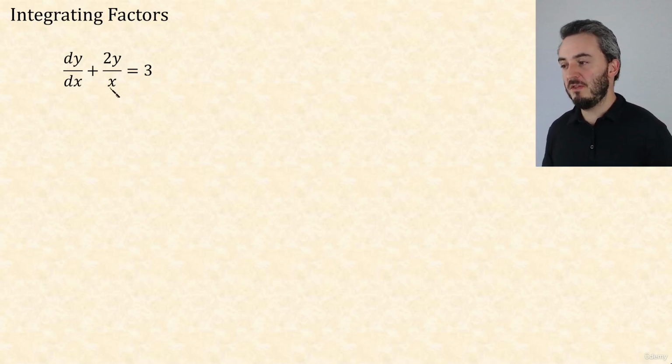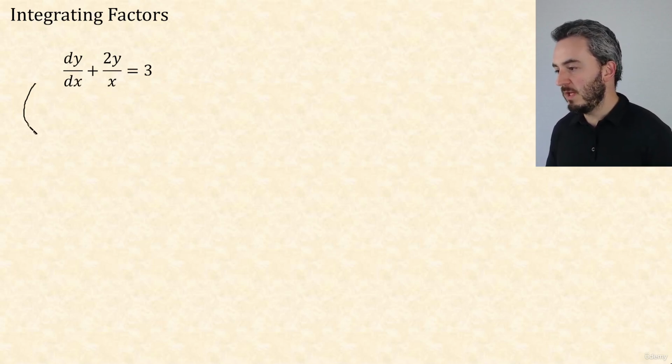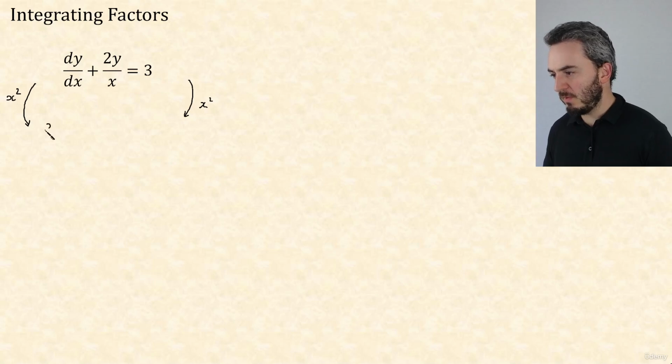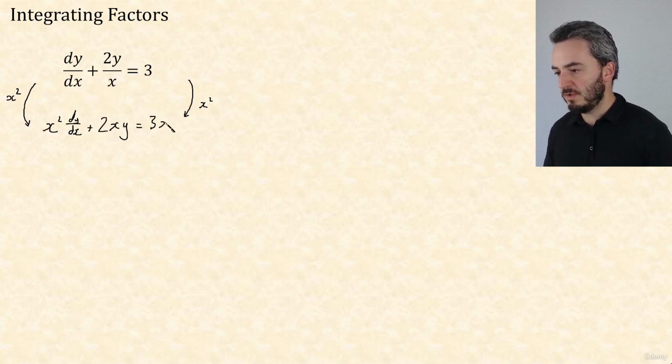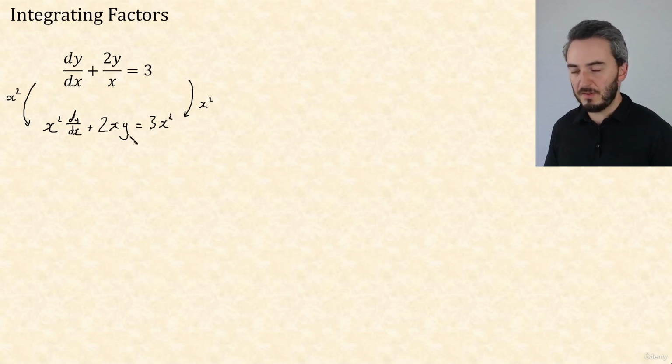In this case, the magic function is x squared, and I'll show you where that comes from in the next video. But why is that a magic function? Well, if you multiply the left-hand side by x squared, and you multiply the right-hand side by x squared, what do we get? We get x squared dy by dx, plus if you multiply this through by x squared, you get 2xy, and here you get 3x squared.